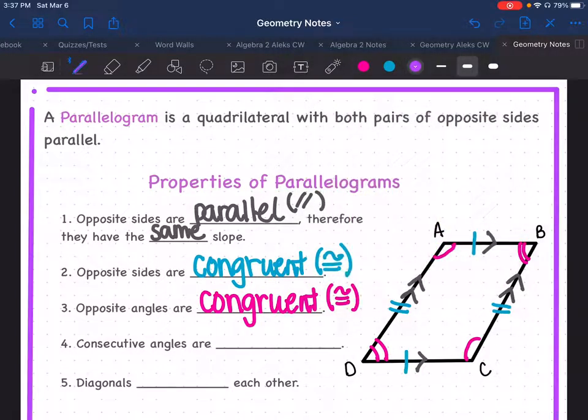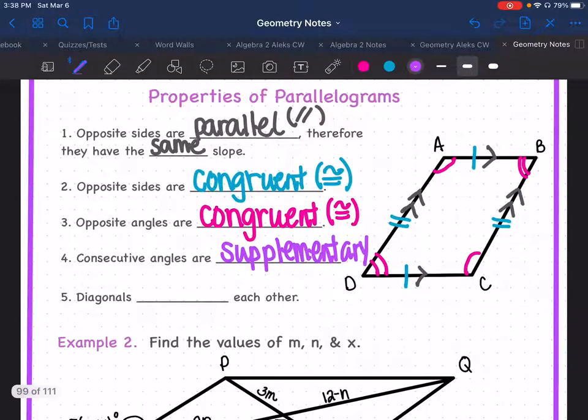My consecutive angles are supplementary. Ooh, there's one we haven't heard in a while. Supplementary, which means angle A plus angle B equals 180 degrees.